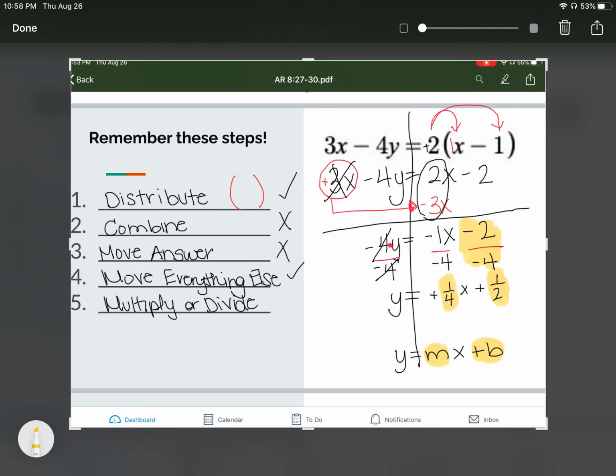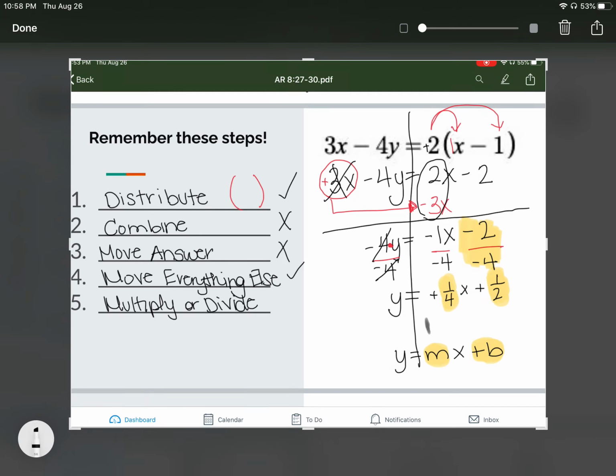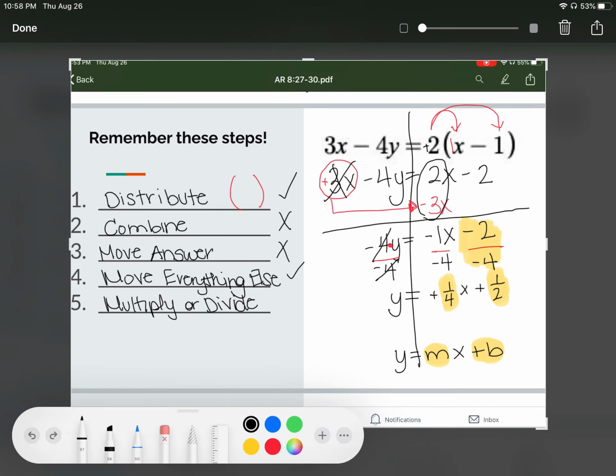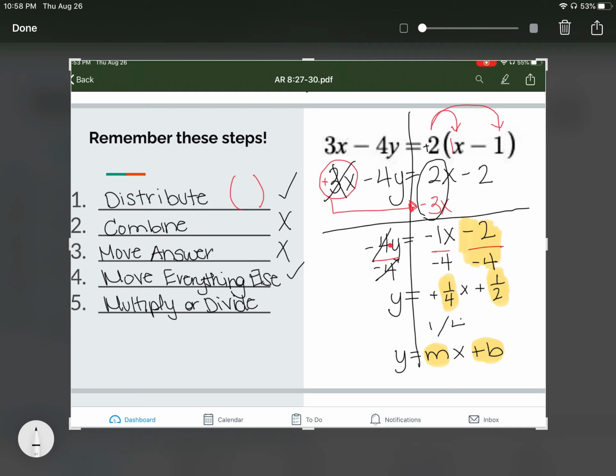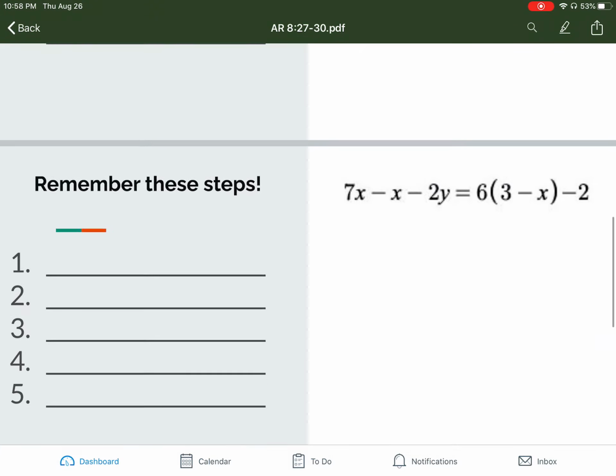You do not have to put the plus sign. Remember, when you type this into Canvas, it's going to look like 1/4 and 1/2. No spaces. Put it all together. So that's how we review our steps that we learned in class.